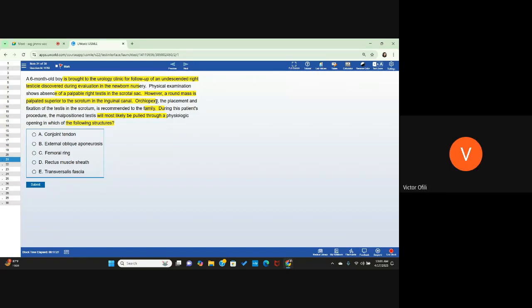Trapping of the testes at the inguinal canal. So it's an incomplete descent of the testes from the abdomen. The testis got retained at the inguinal canal, as the question is saying. So that's the cause of the orchiopexy in this case.